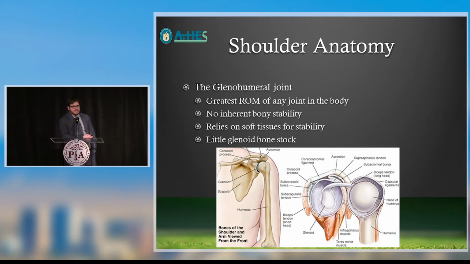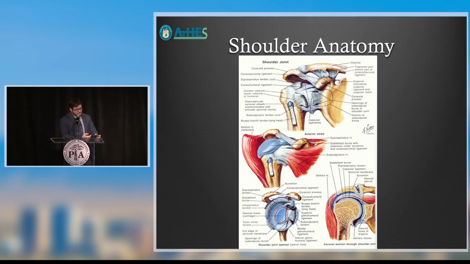The joint has the greatest range of motion of any joint in the human body. There's no inherent bony stability whatsoever, so it relies on soft tissue for dynamic or static stability. The bone stock overall for the glenoid is fairly minimal, at least in relation to the ball, especially if you consider other joints such as the hip. Shoulder anatomy can be quite complex. Obviously, we're not going over this slide at all, but just something to be aware of.